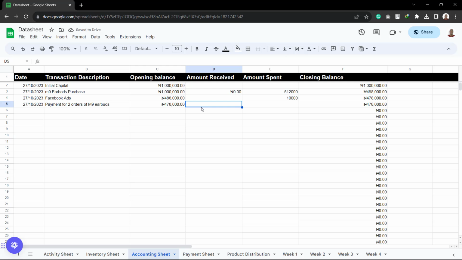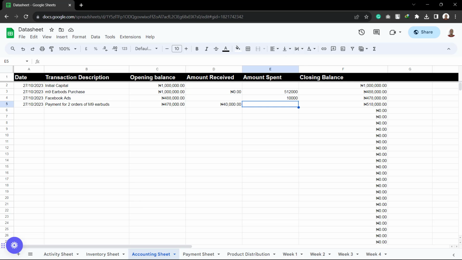So how much did we receive? Let's say we sold 2 products and maybe we sell each product at say 20,000 naira. So 2 products is going to be 40,000 naira. So we are going to input 40,000 naira because we actually received money now. Did we spend anything? No. For this transaction, we only received. So you leave it blank. So it means that our closing balance is 518,000. Let's say we didn't do any other transaction to the end of today, and those were the only transactions we did.